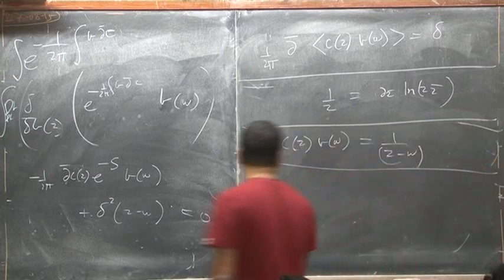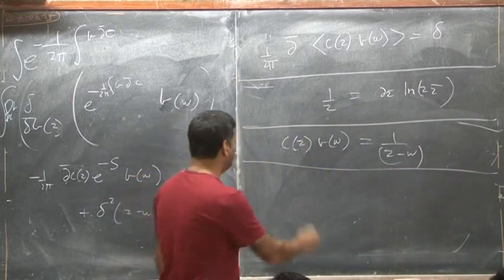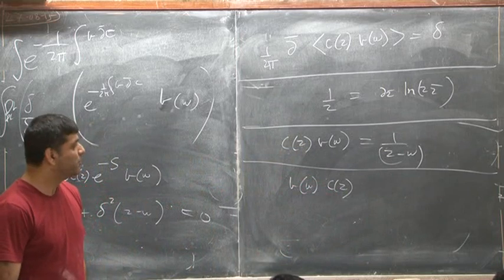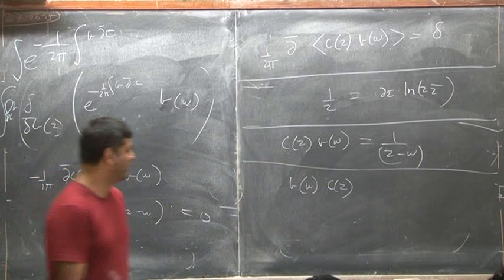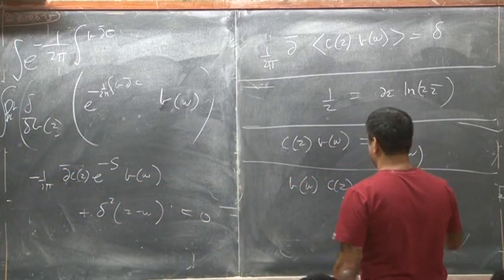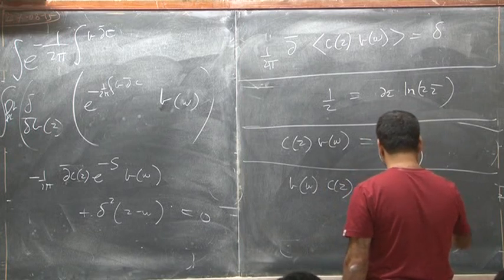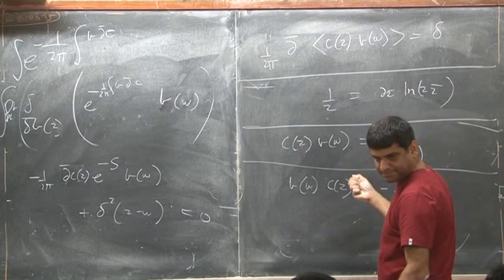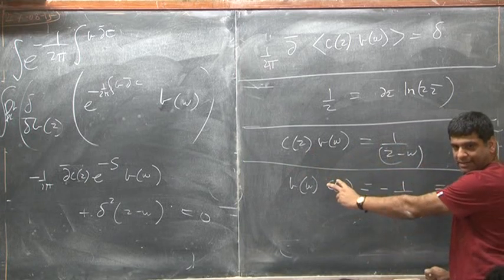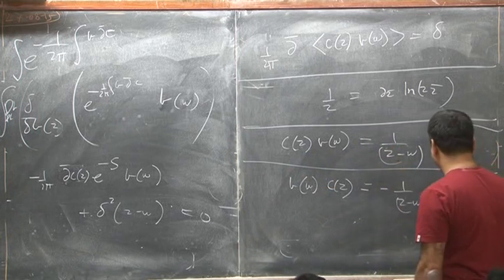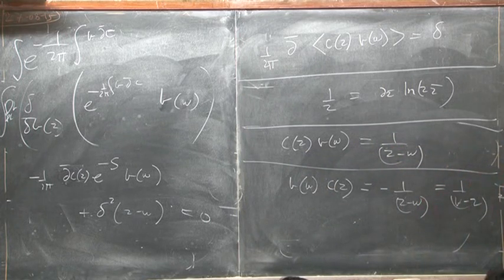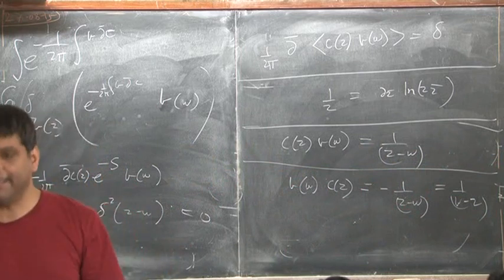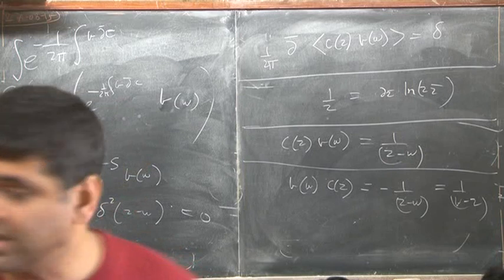Now, what about the other way around? What about B of w, C of z? What should we get? Minus of what? That's equal to minus 1 over z minus w, because it's just the same thing up to a sign, by anti-commutativity. This is clear, right? It's anti-commutative, so you just get minus of this. But that's equal to 1 over w minus z. So the two-point function in this BC system is always 1 over the argument of the first guy minus the argument of the second guy.